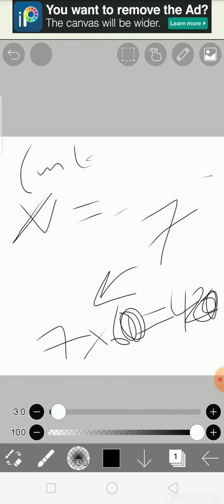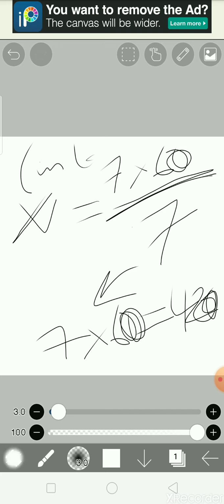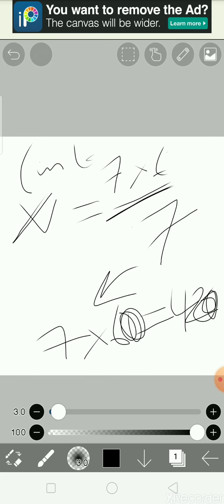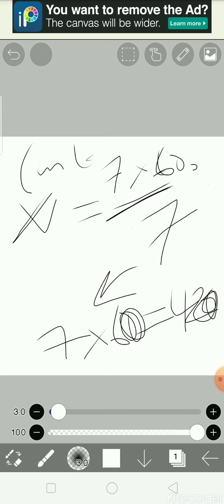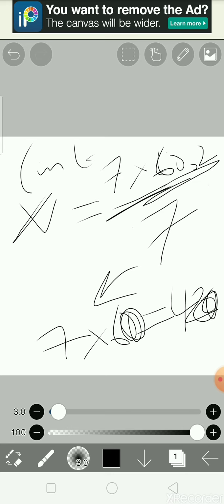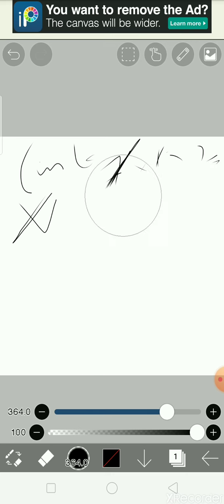So if we take this roughly as 421, we can write this as 7 into 60.2. 7 into 60.2 is roughly 421. So we can cancel out this 7, and what we are left with is x equals 60.2, but that's not the answer.